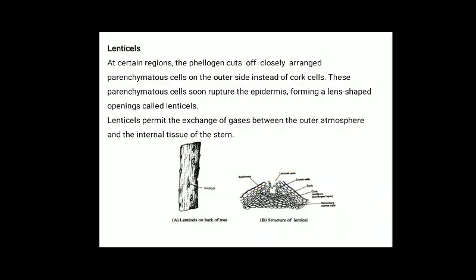Then lenticels. At certain regions of the phellogen, the phellogen cuts off closely arranged parenchymatous cells on the outer side instead of cork cells. These parenchymatous cells soon rupture the epidermis, forming a lens-shaped opening called lenticels. Lenticels permit the gaseous exchange between the outer atmosphere and the internal structure of the stem.